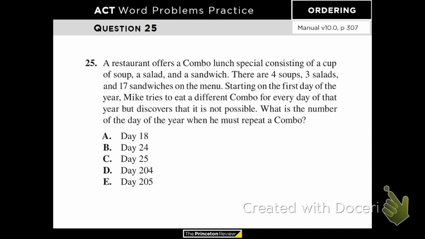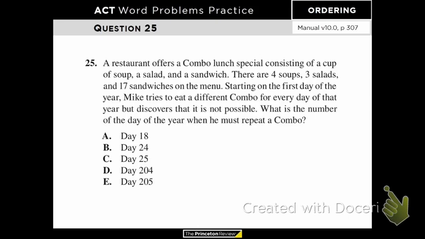Okay. Jumping to page 307 now. This section is over ordering. A restaurant offers a combo lunch special consisting of a cup of soup, a salad, and a sandwich. There are 4 soups, 3 salads, and 17 sandwiches on the menu. Starting on the first day of the year, Mike tries to eat a different combo for lunch every day of that year, but discovers that it is not possible. What's the number of the day of the year when he must repeat a combo?